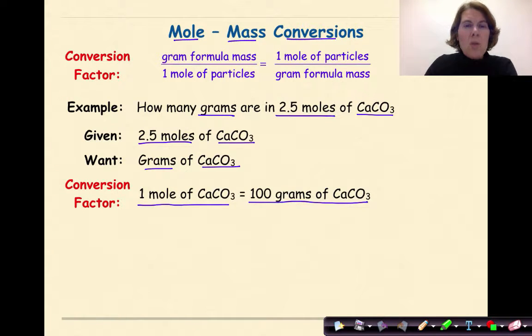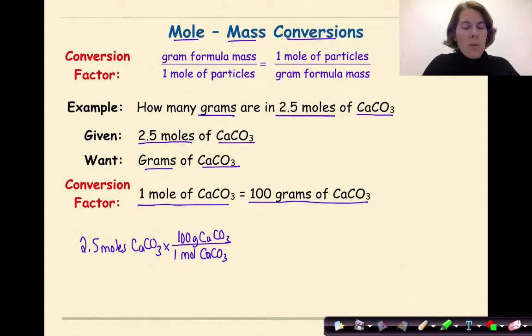So the first thing that I'm going to do is write out my given. My given is 2.5 moles of calcium carbonate. I'm going to put a multiplication sign and a line. If I start with moles, then moles are going to go on the bottom. So I know that 1 mole of calcium carbonate is equal to 100 grams of calcium carbonate. And then I'm going to check my units, so moles cancel moles, and what I want to end in is grams. So 2.5 times 100 is 250 grams of calcium carbonate.